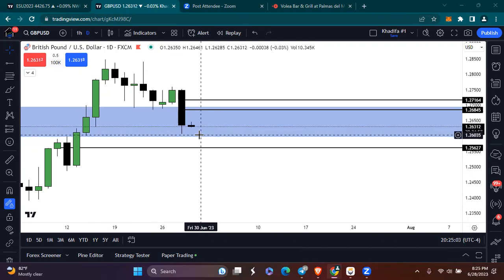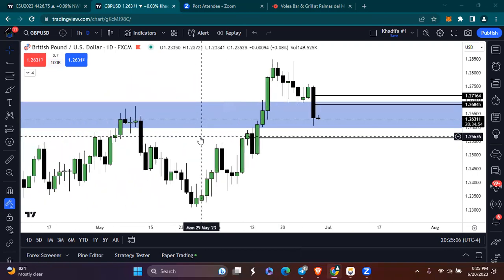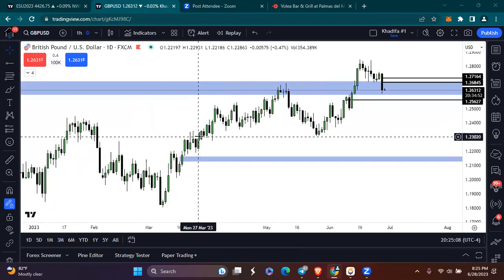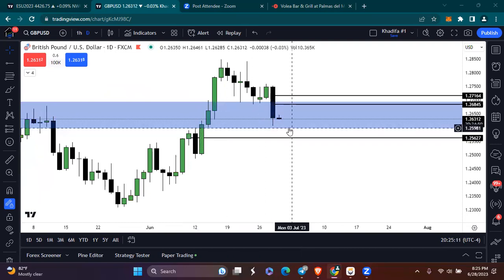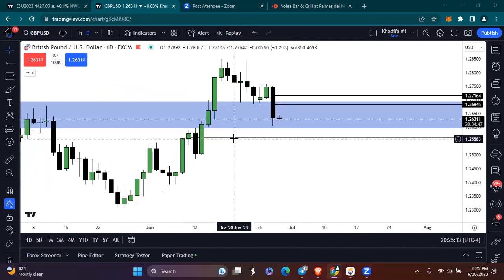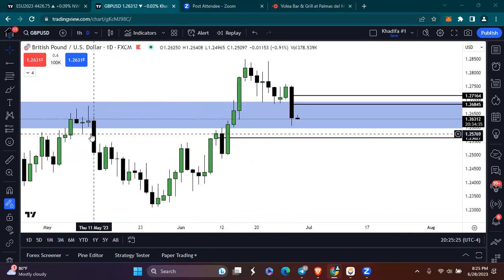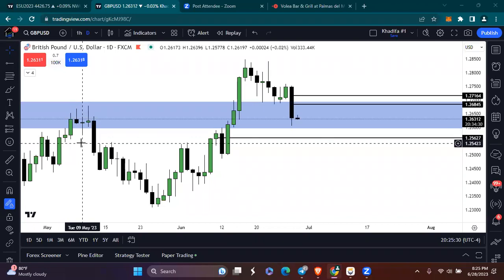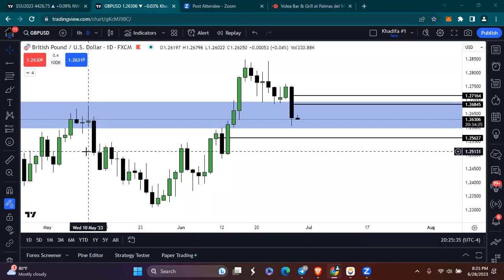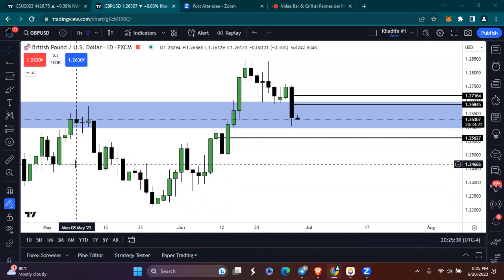I'll be expecting us to push down to this lower level of this market structure, or no lower than this PD array of this weekly range. And we got a little inverse fair value gap right there.